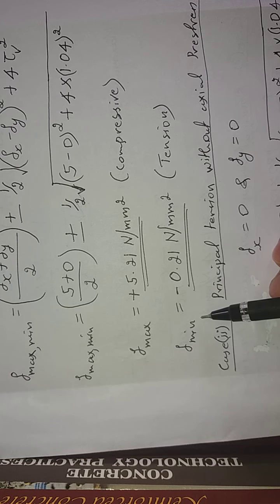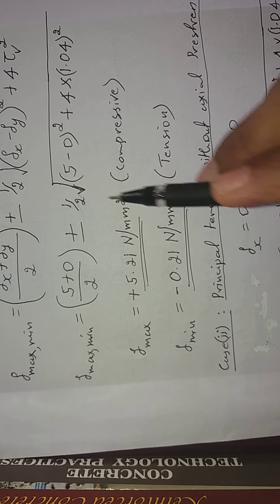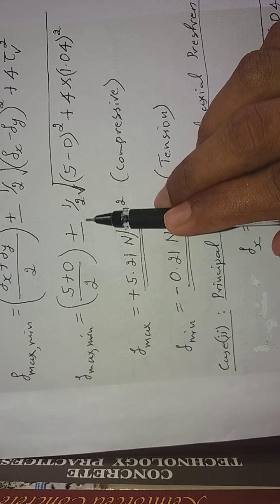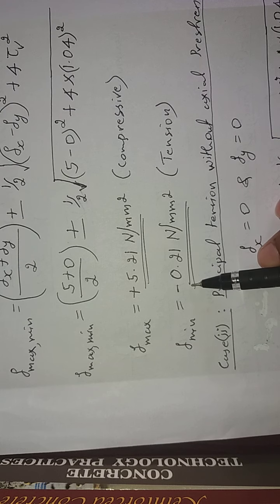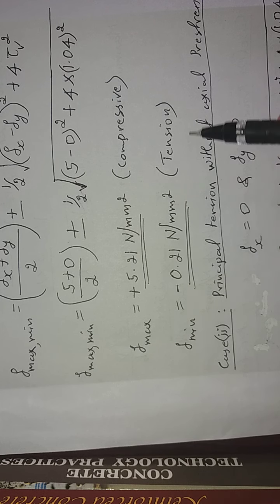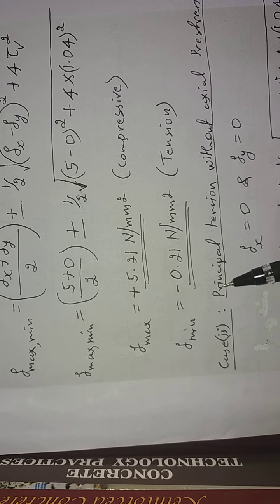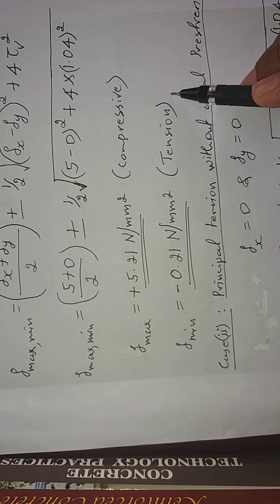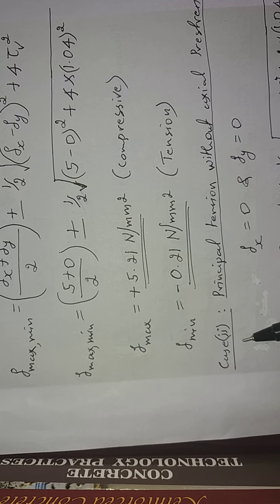And next, F minimum: if you substitute here with a minus sign and use the calculator, you will be getting minus 0.21 Newton per mm square. Because it is negative, it is tension. So next, that is case 2.